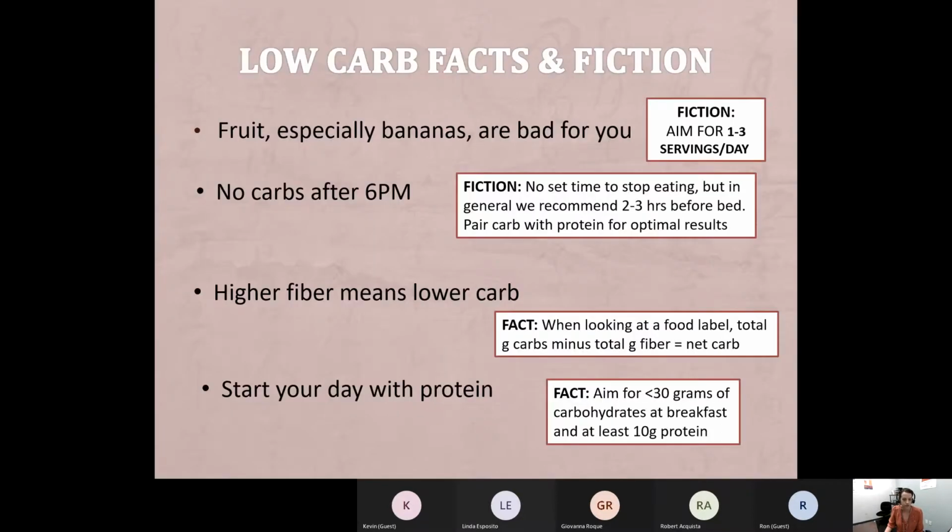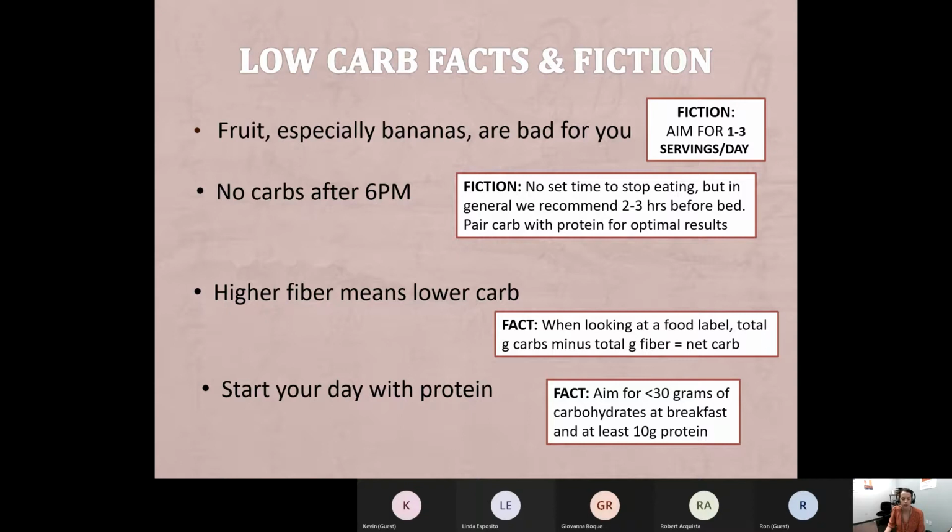Now, low carb facts and fiction. Bananas are bad for you. Fiction, for sure. You can have up to 3 servings of fruit a day when following a low carb diet. If I eat carbs after 6 p.m., I'm going to lose weight. Definitely fiction. There's no time to stop eating, but in general, for digestion purposes, we do recommend trying to eat between 2 to 3 hours before bed.